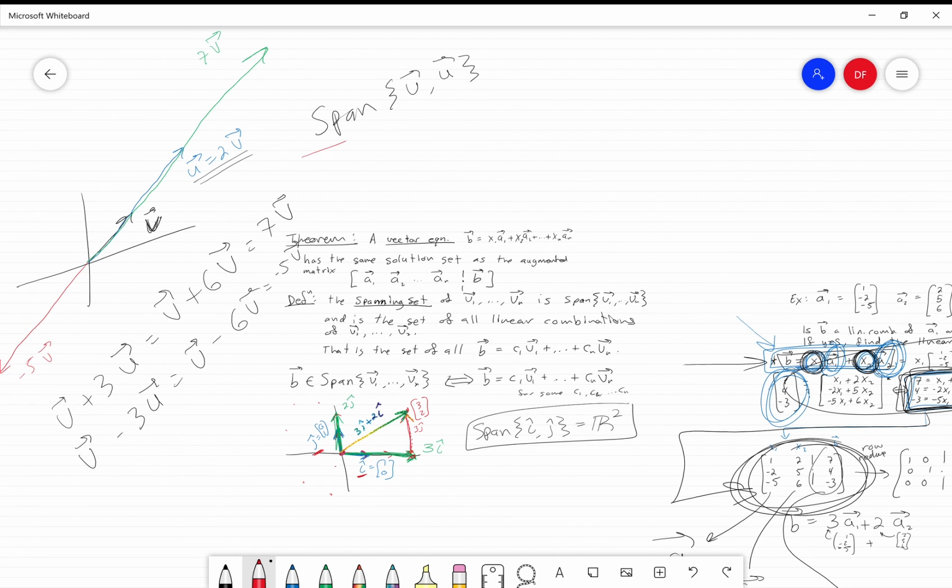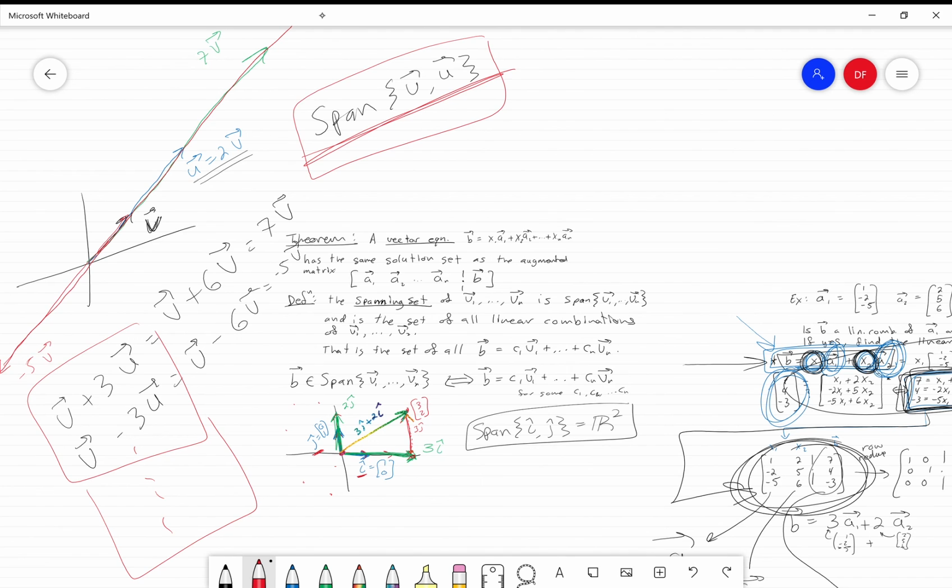So what is the span of u and v? It's the set of all linear combinations. And we see that any linear combination of u and v will be on this line right here. Okay? So the span here is just a line, geometrically. But in this case here, I can never say that j hat equals some number times i hat. This is not true.